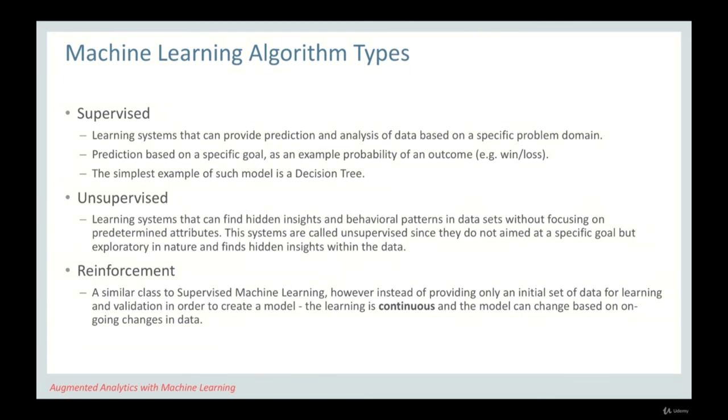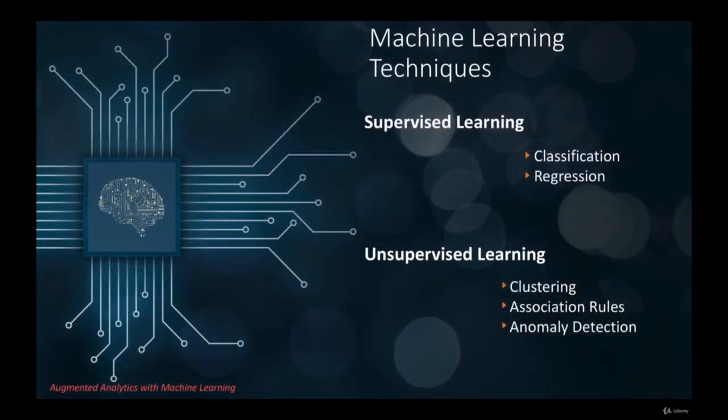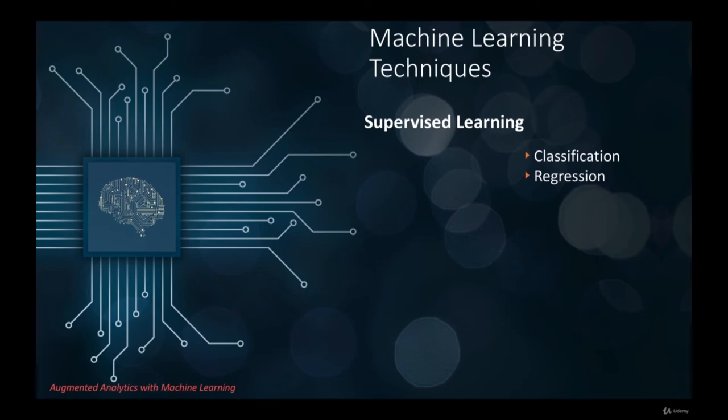Let's look at some of the most commonly used techniques for different kinds of algorithms. The most common types of machine learning model for supervised learning are classification and regression, while commonly used unsupervised learning methods are clustering, association rules, and anomaly detection. Let me walk you through each of these methods with examples. Let's understand supervised learning for classification and regression kinds of problems first.